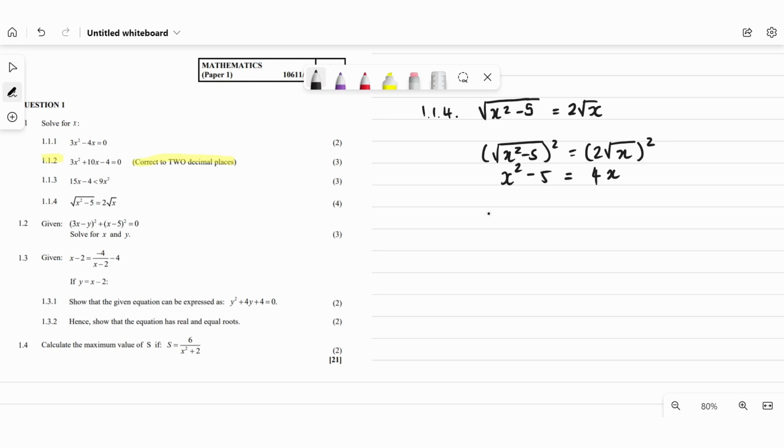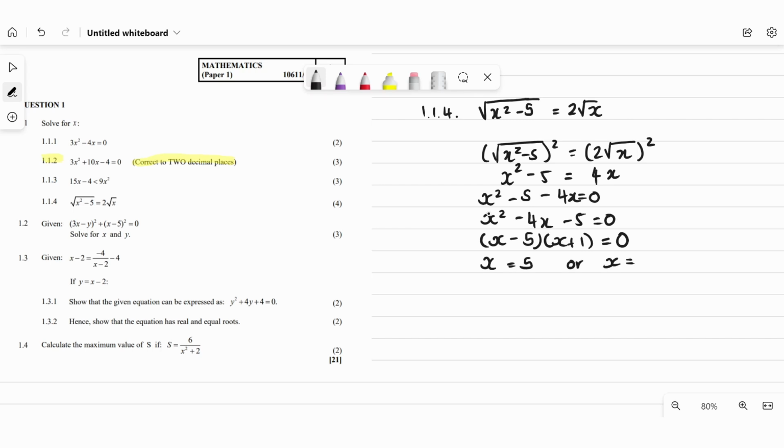Then you're going to take everything to one side, meaning you're going to take the 4x to the other side. So you're going to rearrange this to the standard form. Then you're going to factorize it. When you factorize it, you can use the classic way of factorizing, I actually have a video of that, or you can use the cheating way. It's your choice. So when you factorize this is what you get. Therefore x is going to be equals to positive 5, or x is going to be equals to negative 1.